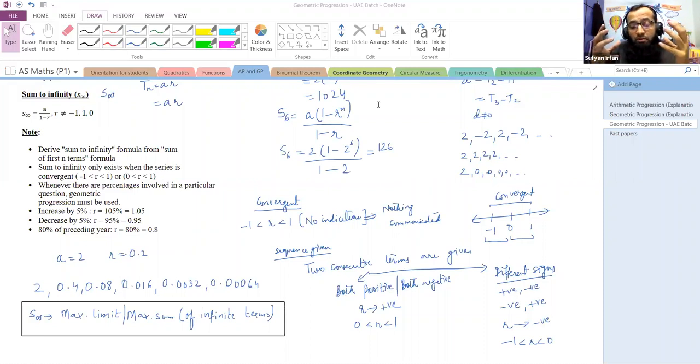Now the concept is a bit difficult to understand initially because it comes to our mind: how is it possible that if we are going to add 50 terms?